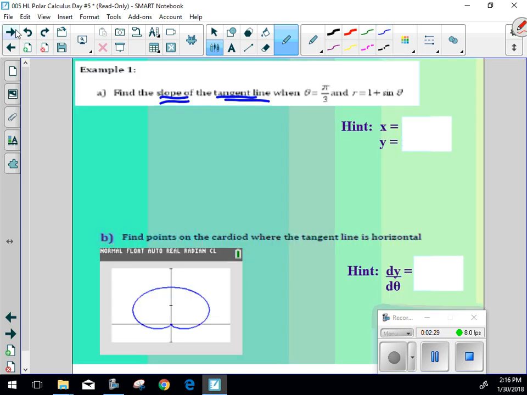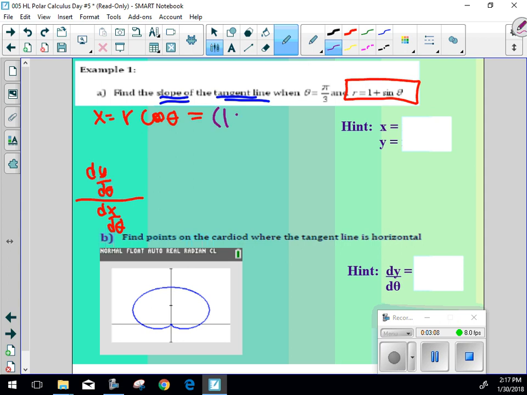Now watch this. Find the slope of the tangent line when theta equals pi over 3 and r equals this. It's a shape. If we take the time, you could actually draw it. It's pretty cool. r equals 1 plus sine theta. The equation for x is r cosine theta. So what we're going to do is we want to find dy d theta over dx d theta, right? Now, before we do this, we have to substitute r in here. And r was 1 plus sine theta, times cosine theta.